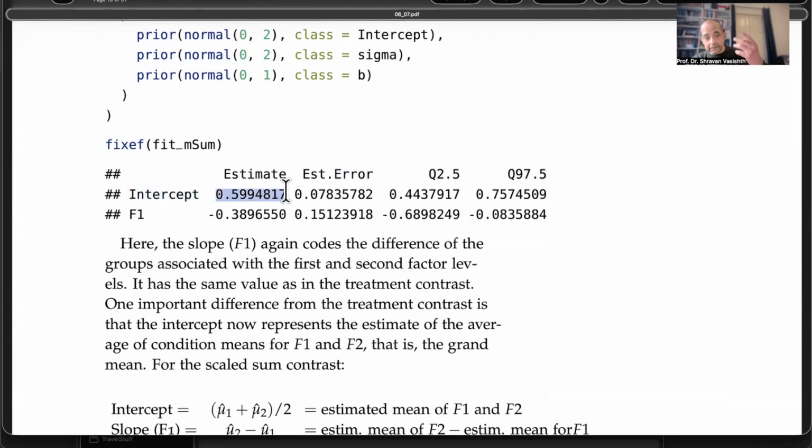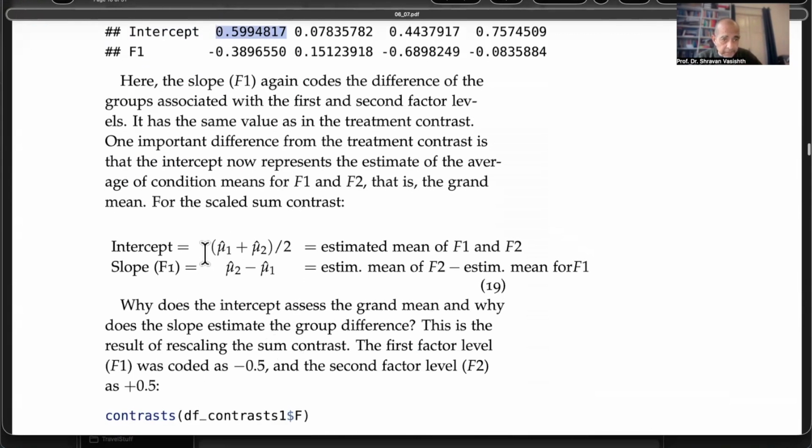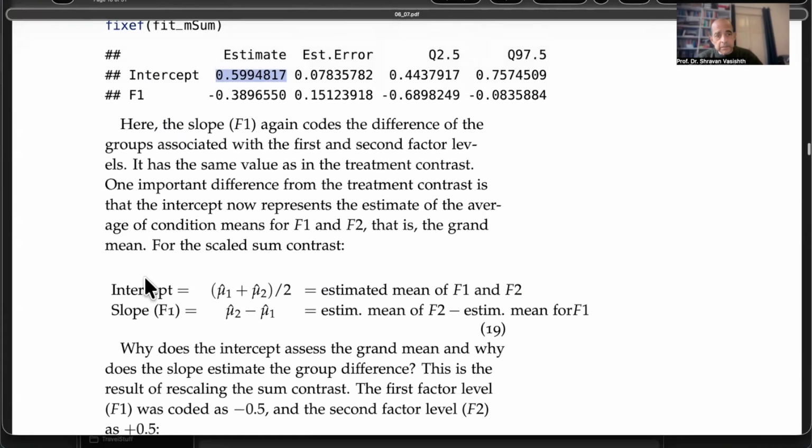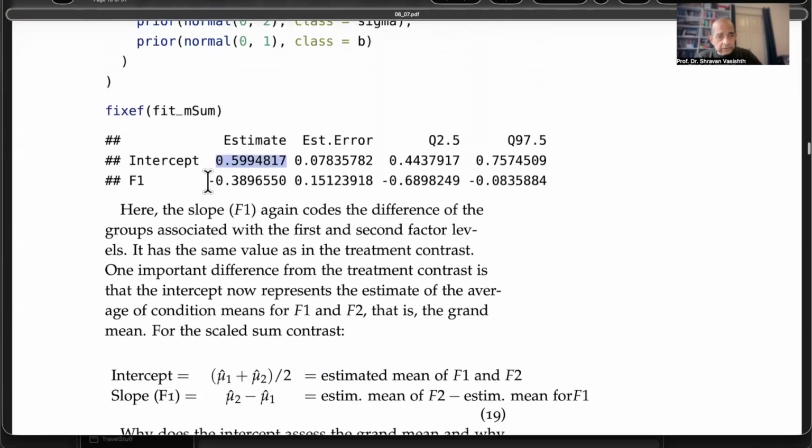Now the intercept represents the mean of the two conditions, okay, and the slope still represents the difference in the two means. So basically you'll notice that this number is pretty much the same as the very first model that I just fit, right?